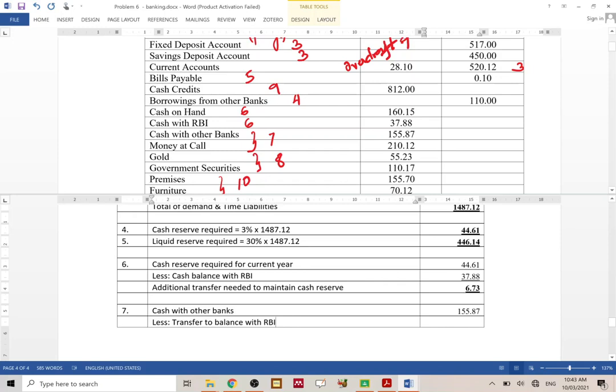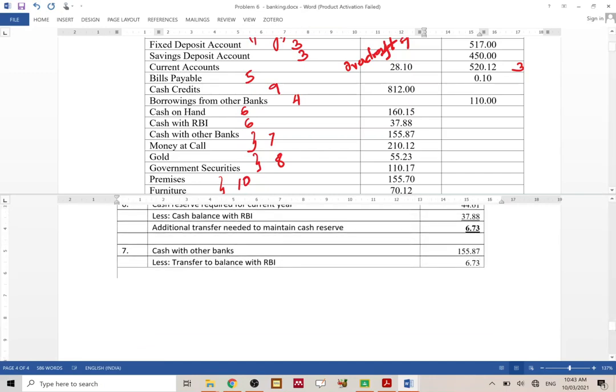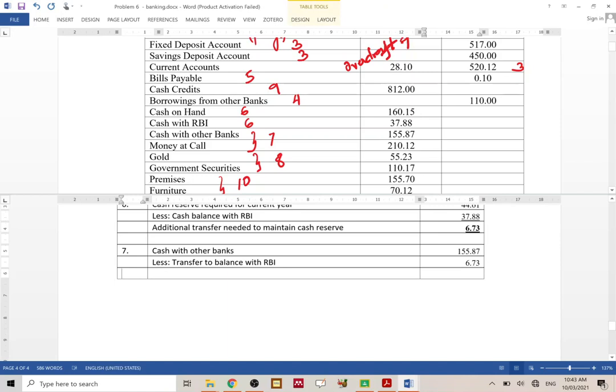So we are going to transfer this amount. How much do we require? How much more do we need to be transferred to RBI? 6.73, isn't it? So deduct that from the cash with other banks, and what you get is the balance amount that will remain with the other banks, which is 149.14. This is the balance amount.